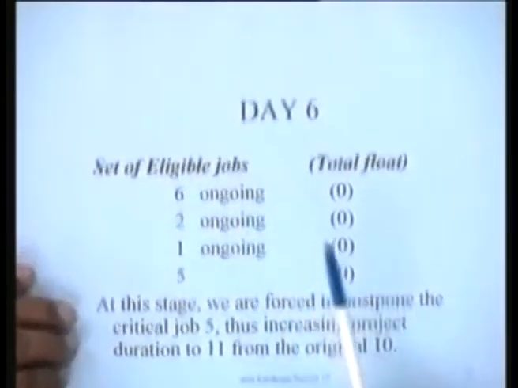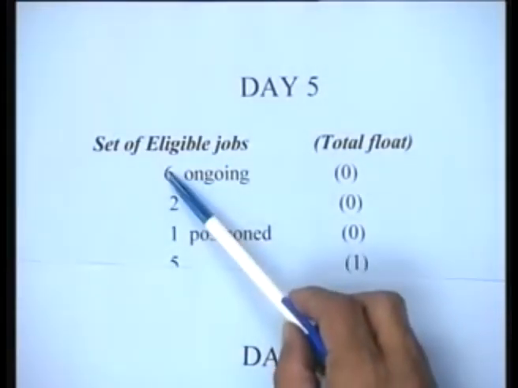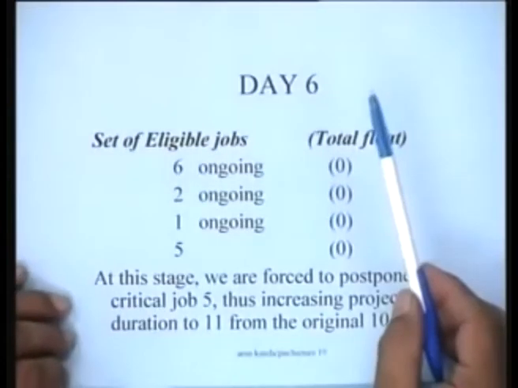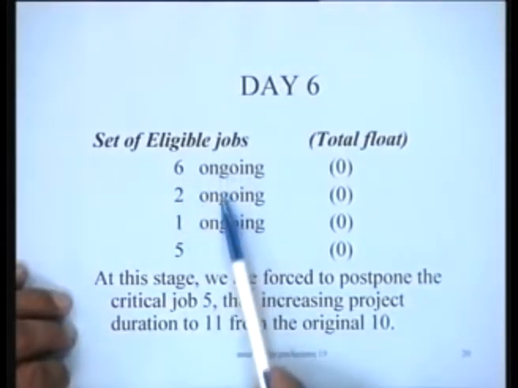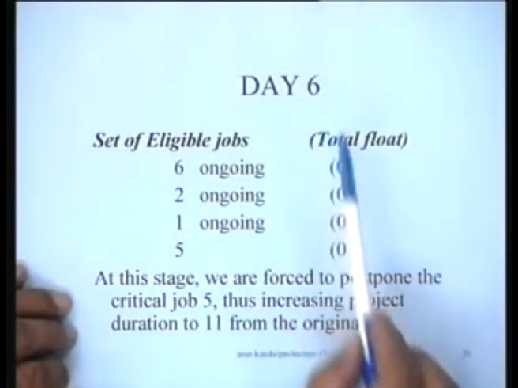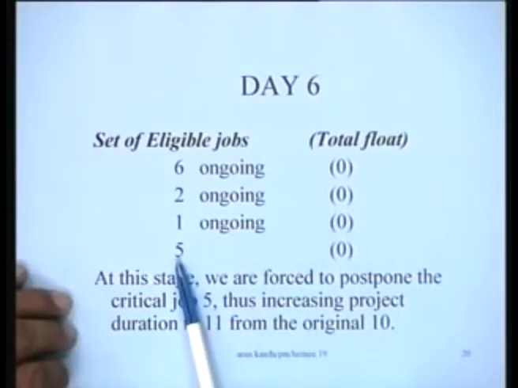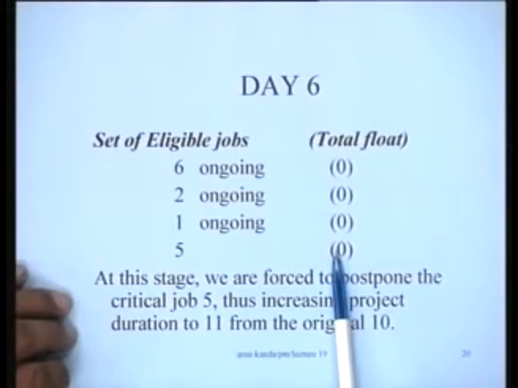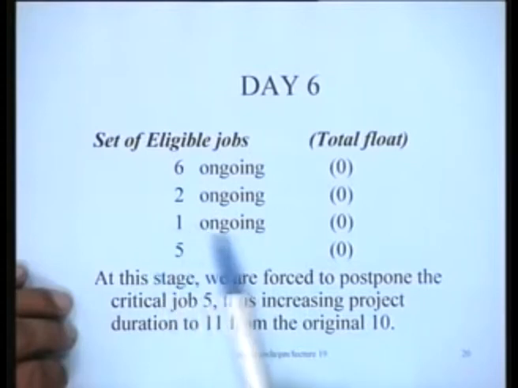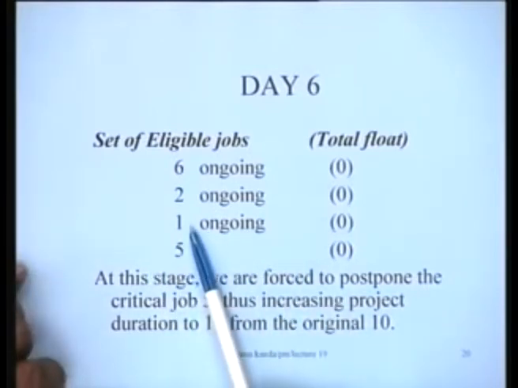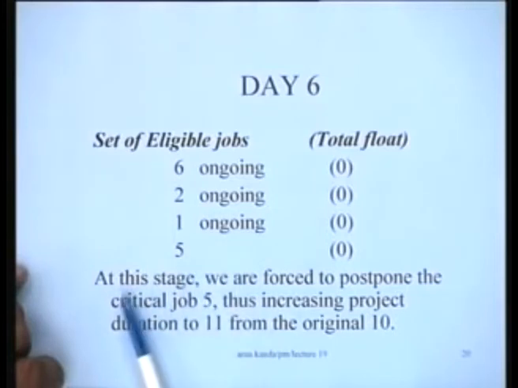Day 6 again, nothing very significant is going to happen, because 6, 2 and 1 are the jobs which were scheduled earlier. So they would now be ongoing jobs on day 6. They would be critical jobs, and at this stage job 5 has also become critical, right? Job 5 has become critical, and these are 3 critical jobs going on, but we cannot accommodate this critical job. So on day 6 we are forced to postpone the critical job 5, thus increasing the project duration to 11 from the original 10.